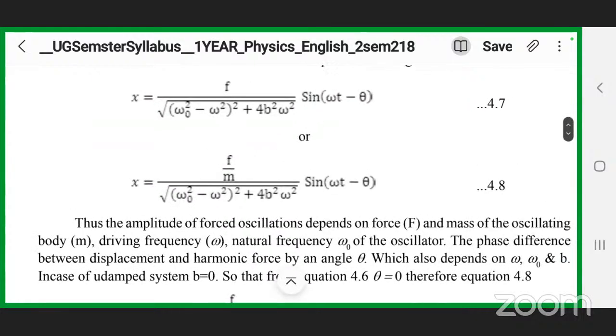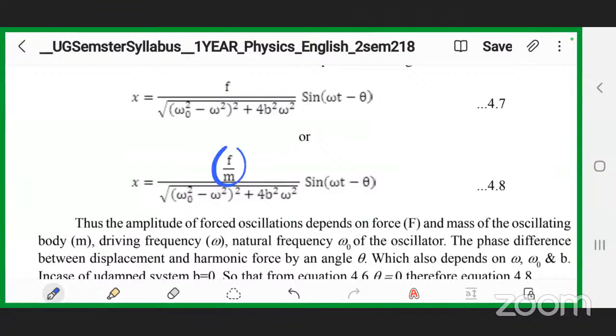x equals, what is small f? Capital F by m, there is a print mistake, see. Getting my point? There are print mistakes everywhere, so check carefully. So x equals F by m into the square root of this term into sin. So this is the final equation.